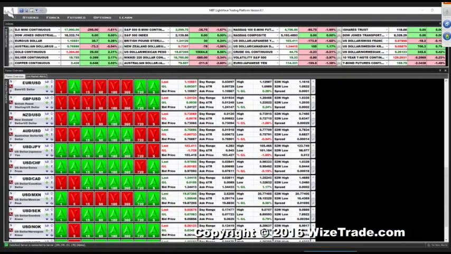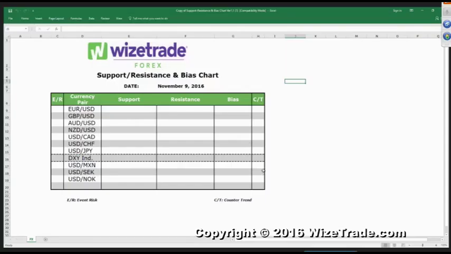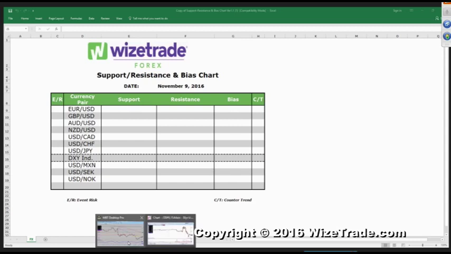This is going to be really interesting today, doing our bias chart. I'm trying to figure out exactly where our levels of interest are today. I think it is going to be extremely... waiting for our prices. So let's go ahead and start with the euro dollar.